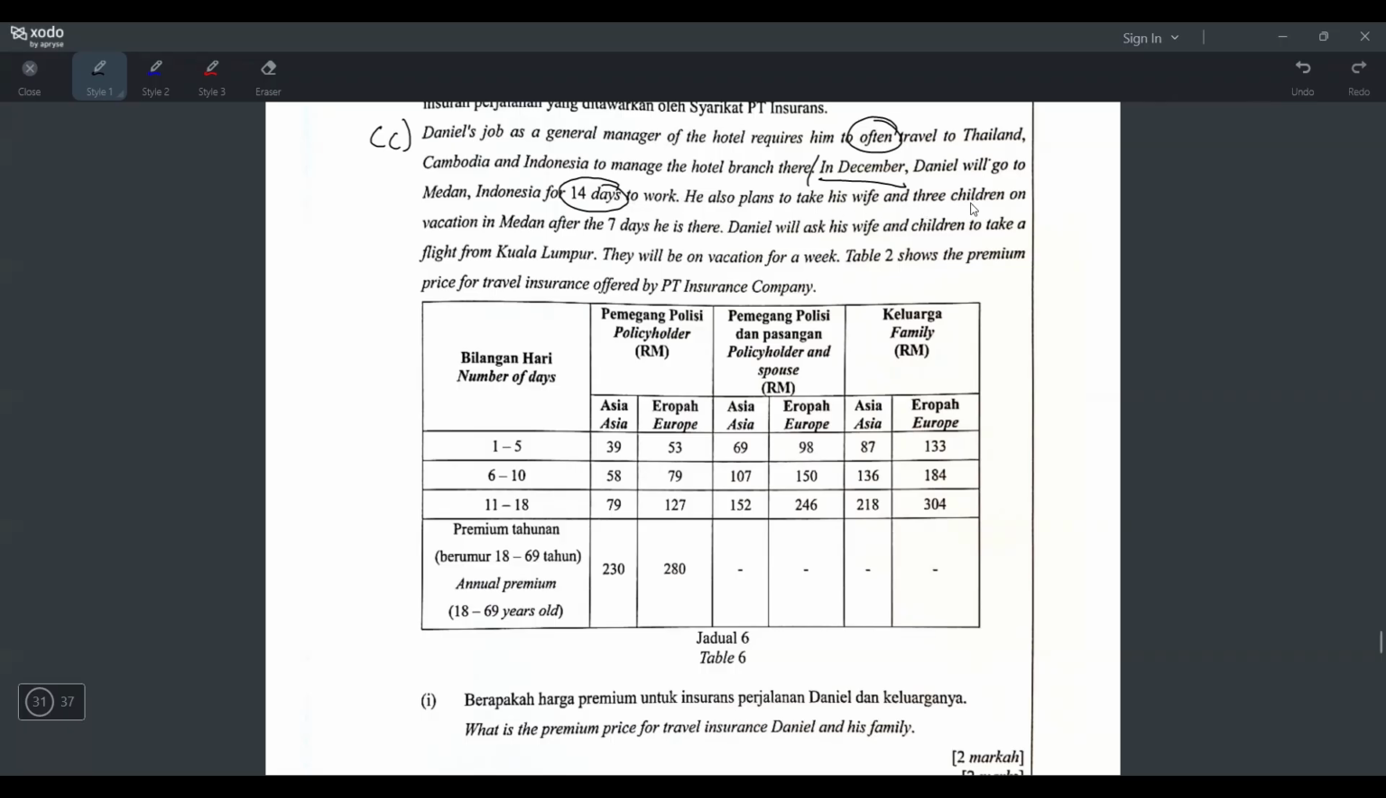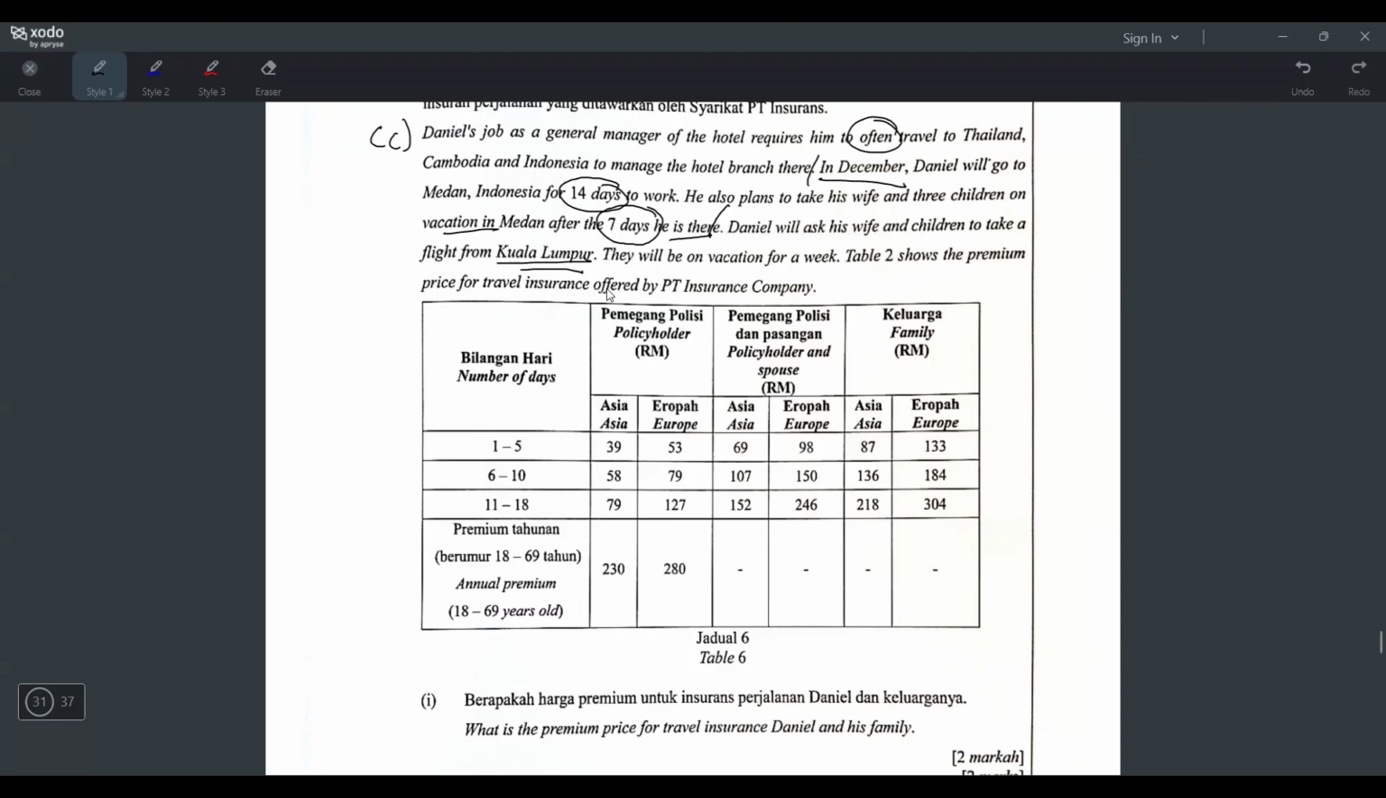He also plans to take his wife and 3 children on vacation in Medan after the 7 days he is there. So this guy always travels a lot, and this time he's traveling to Indonesia for 14 days. But he's planning to take his family there, though they didn't go together. His family goes after 7 days he is there. So he'll be in Indonesia for 14 days, and the family joins him after 7 days. Daniel will ask his wife and children to take a flight from Kuala Lumpur. They will be on vacation for a week.